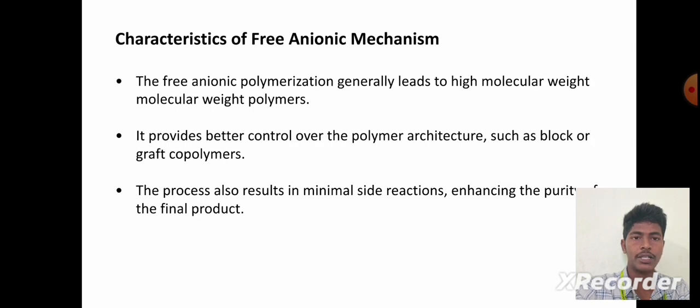Characteristics of free anionic mechanism. The free anionic polymerization generally leads to high molecular weight polymers. It provides better control over the polymer architecture such as block or graft copolymers. The process also results in minimal side reactions, enhancing the purity of the final product.